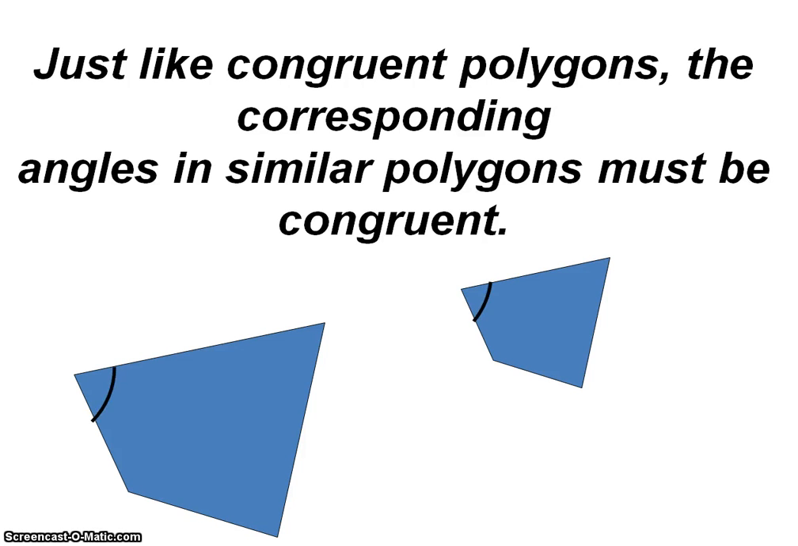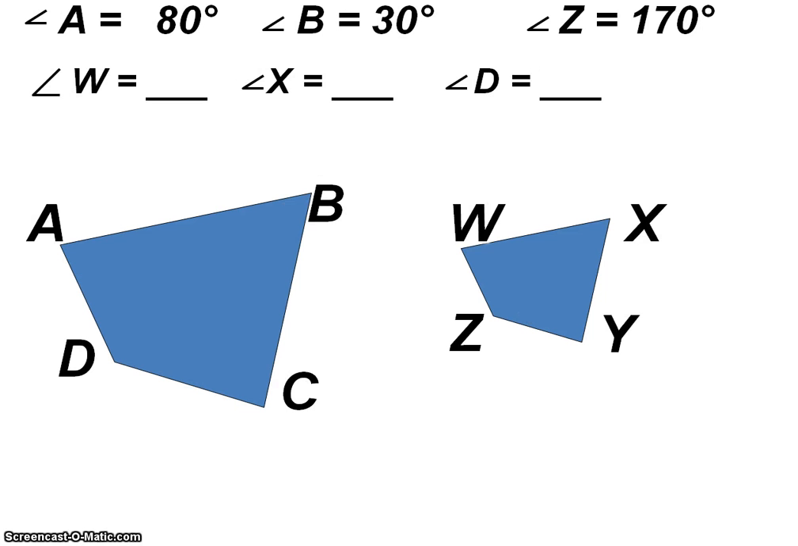So each pair of angles in the larger figure and the smaller figure will have equal measurements. For example, here are some given angle measures for the polygons that you see below. So if angle A is 80 degrees, then the corresponding angle would be W, so they are congruent, so W is 80. Angle B in the larger polygon corresponds to angle X in the smaller, so if angle B is 30, angle X is 30. And finally, angle D would be corresponding to angle Z, so if angle Z is 170, angle D would also be 170.